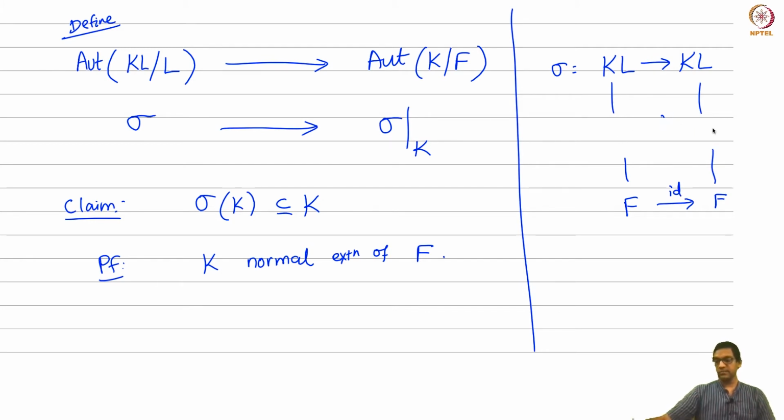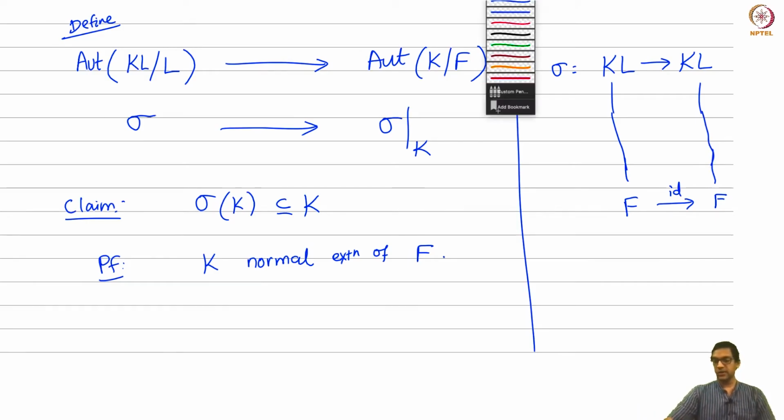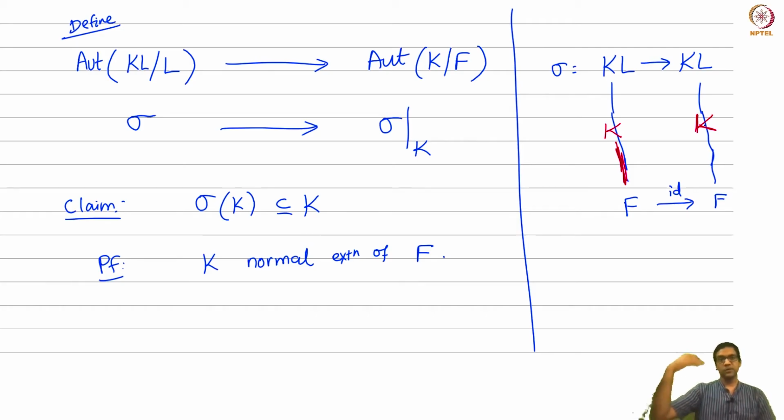So let's erase the thing in the middle. It's just a map like this, which is identity on F. Now the point is K is a normal extension. K sits in the middle, and K over F is normal. One of the equivalent conditions we proved about normal extensions is that if you have a map of the algebraic closures, then that map restricts to a map of K. Here KL is bigger than K, and you can always extend this to some larger algebraic closure.